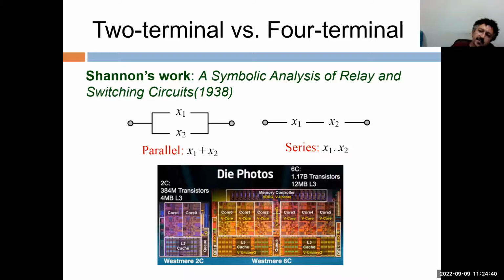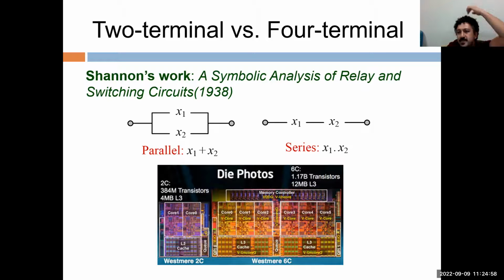Okay, and then we asked this question. Shannon told us in 1938 that you can implement anything with two terminal switches. And indeed we did, using thousands of transistors.